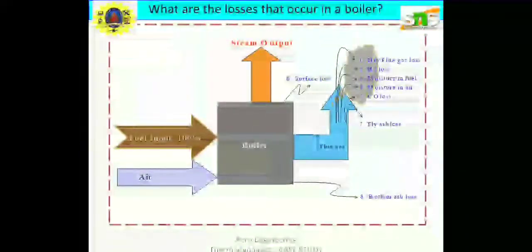These are the losses that occur in a boiler. The first is the dry flue gas loss, then H2 loss, moisture in fuel, moisture in air, CO loss, fly ash loss, and bottom ash loss. These 8 losses occur in boiler operating systems. The methodology in this diagram is the collection of relevant reports on energy efficiency and energy audits for the input of the private sector energy utilization, from surface losses and the fly ash loss.